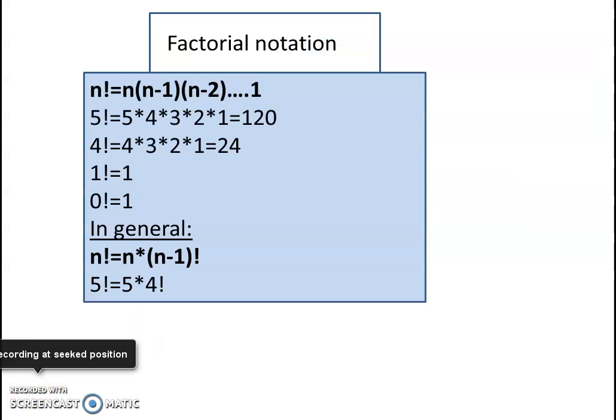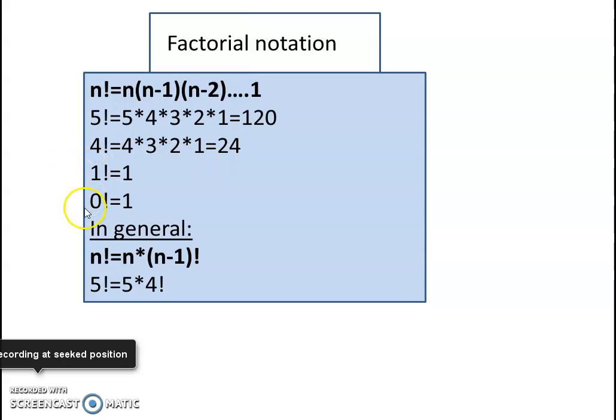In combination, we use factorial notation. Any factorial is represented as n with an exclamation sign, and it is calculated as n into n minus 1 into n minus 2 till we get 1. For example, here we are calculating 5 factorial. So 5 factorial can be calculated as 5 into 4 into 3 into 2 into 1. After multiplication, the value of 5 factorial is 120. In a similar fashion, we can also calculate 4 factorial: 4 into 3 into 2 into 1, and that is equal to 24.